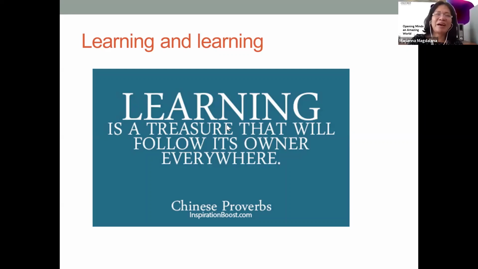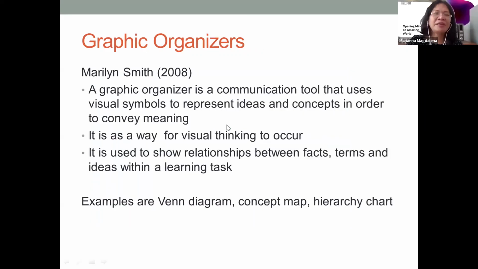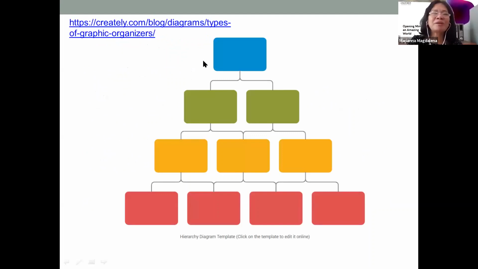Now the next is about graphic organizers. This is a communication tool that uses visual symbols to represent ideas and concepts in order to convey meaning. It's a way for visual thinking to occur. It is used to show relationships between facts, terms, and ideas within a learning text. You can Google graphic organizers and see a lot of examples. Examples are Venn diagram, concept map, and hierarchy chart. This is from creately.com.